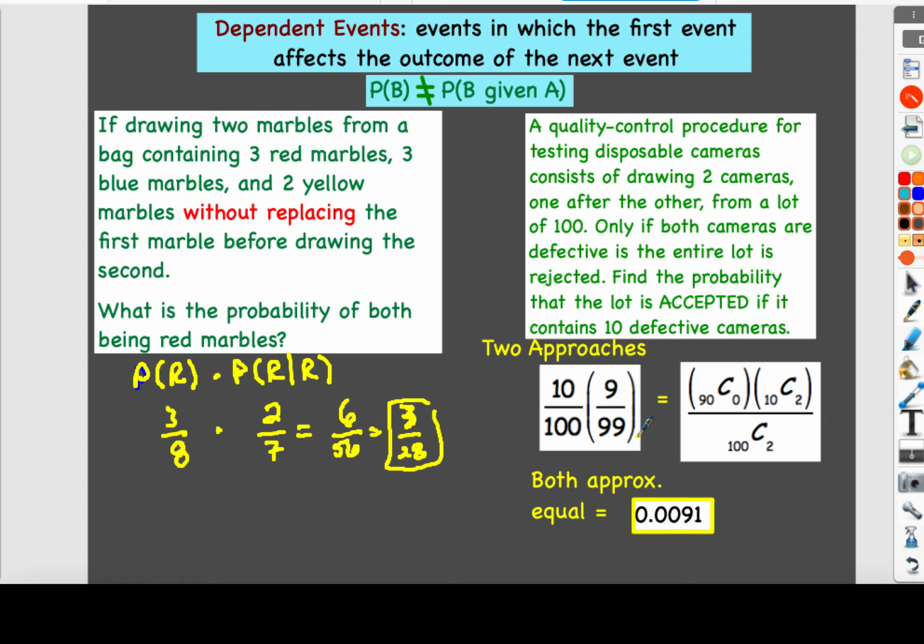Well, the probability of accepting the lot is really 1 minus the probability of rejecting it. So we're going to say 1 minus 0.0091. There's still, even with 10 defective possible, a 0.9908, or 99.08%. A little over a 99% chance that we go ahead and sell these cameras anyways. You can decide if that's a good idea or not with 10 possible that just don't work.